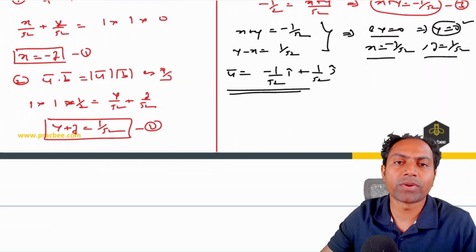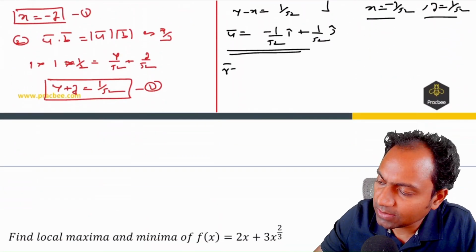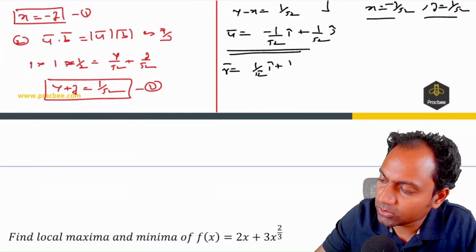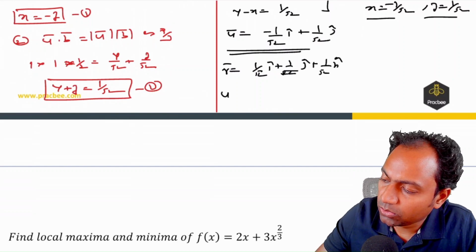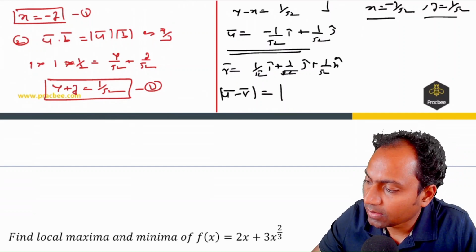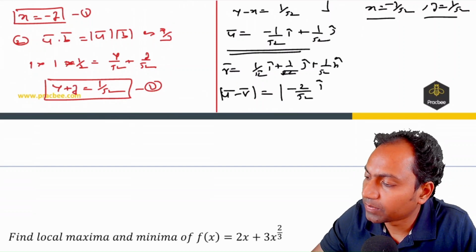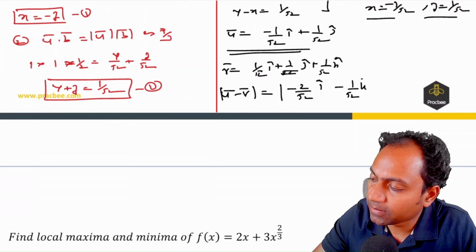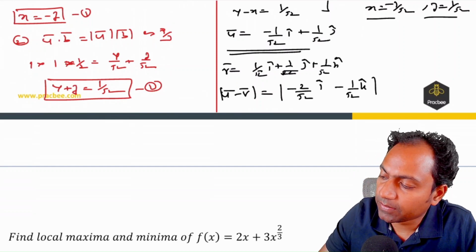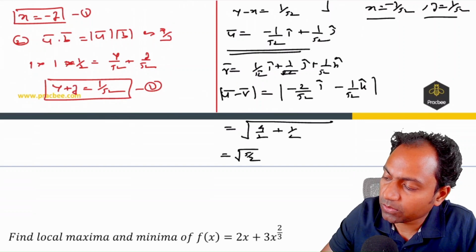Now the remaining part is quite simple, because what they're asking is the difference between two vectors. There is a v vector. V vector is given as nothing but 1 by root 2 i cap plus 1 by root 2 j cap plus 1 by root 2 k cap. So the modulus of u vector minus v vector will be nothing but the modulus of minus 2 by root 2 i cap and minus 1 by root 2 j cap. And if I do this, this comes out to be nothing but root of 4 by 2 plus 1 by 2. This becomes root of 5 by 2.